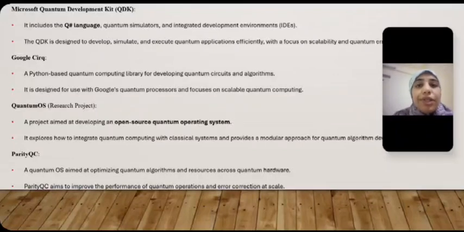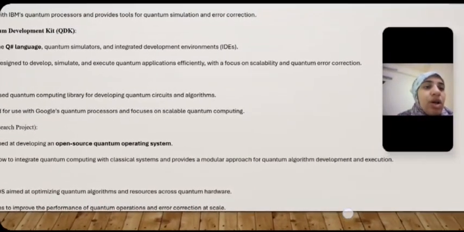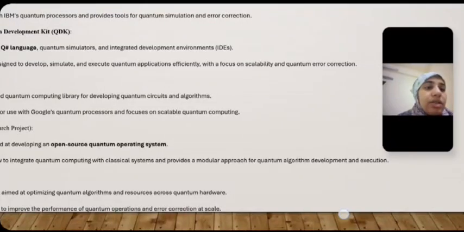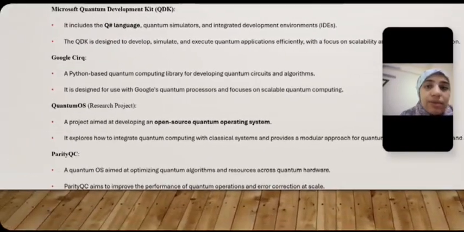The next one is Quantum OS, which is used in research projects. A project aimed at developing an open-source quantum operating system. Also, it explores how to integrate quantum computing with classical systems and provides a modular approach for quantum algorithm development and execution.